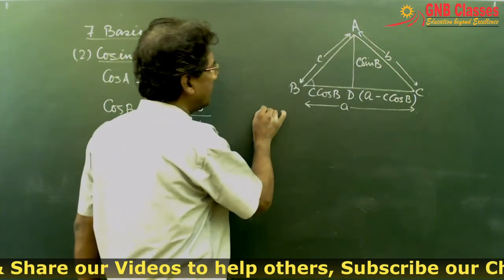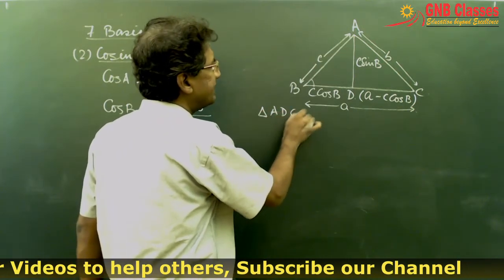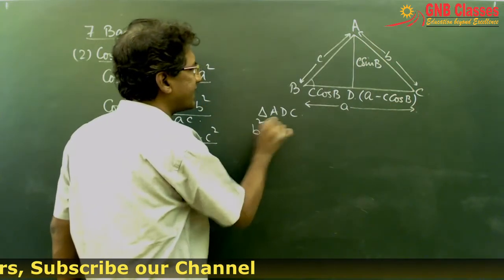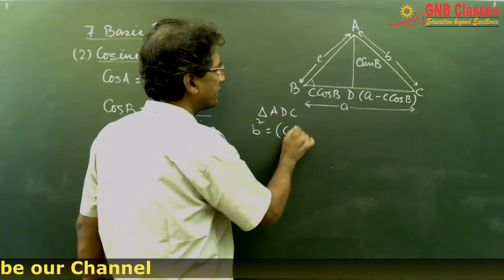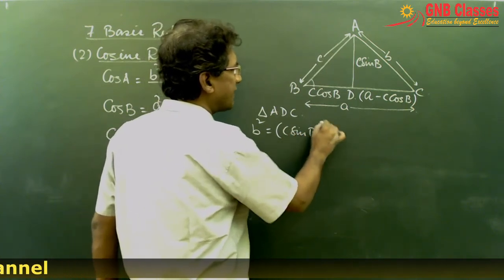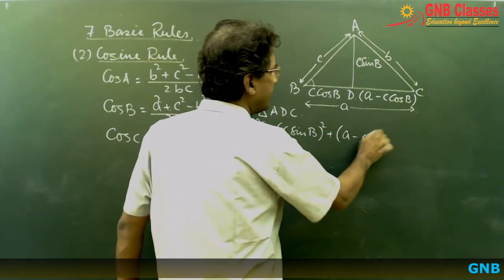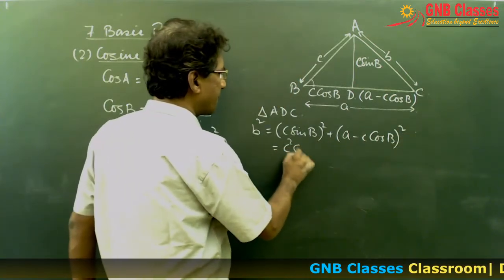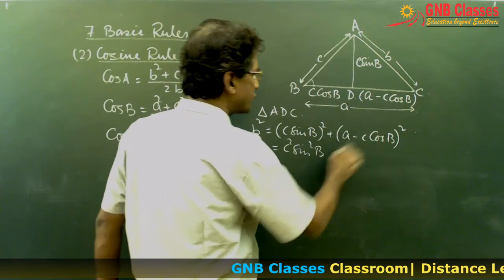Now from the triangle ADC, look at it carefully. From the triangle ADC, by using Pythagoras theorem, we can say b square is equal to c sine B whole square plus a minus c cos B whole square. So just open it.